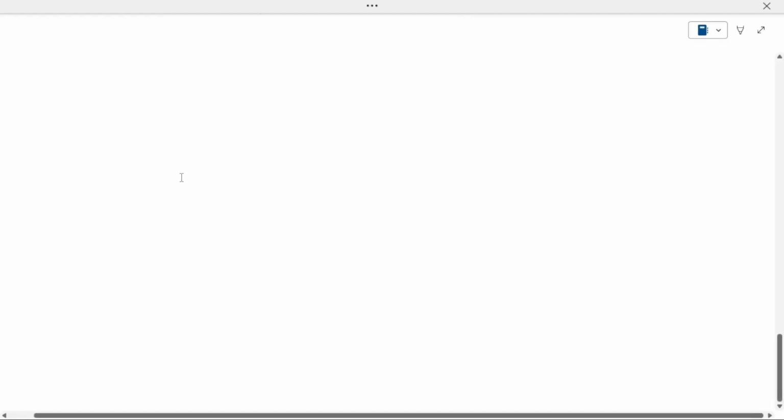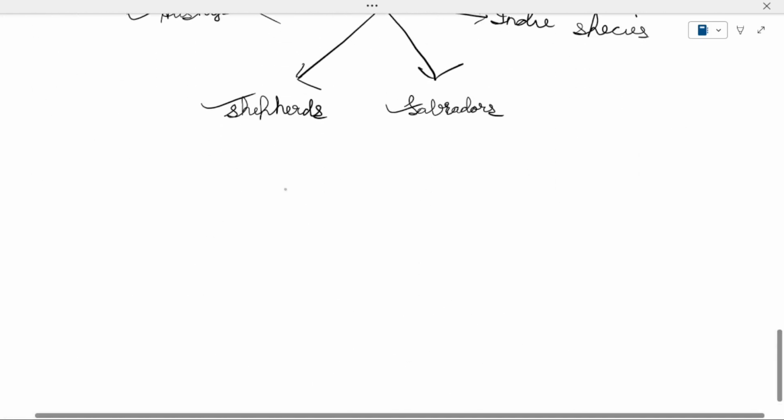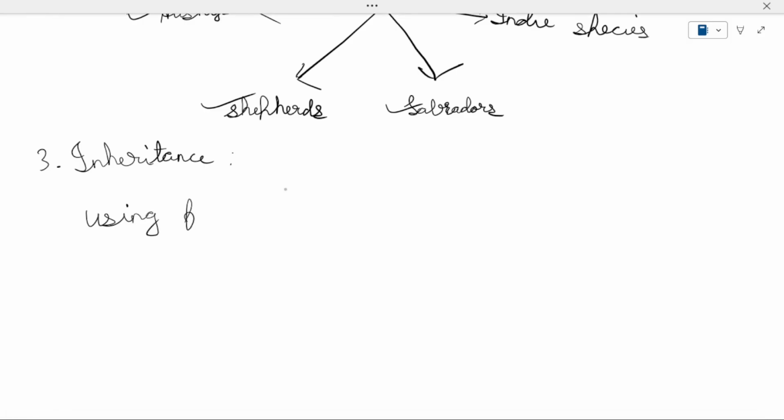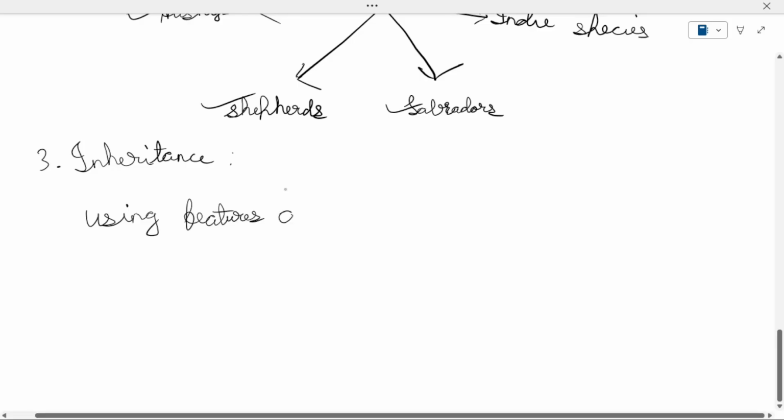The second feature I have to write over. Third one is inheritance. Inheritance is using features of other class. Using features of other class is known as inheritance. Inheritance basically, let me give you an example.